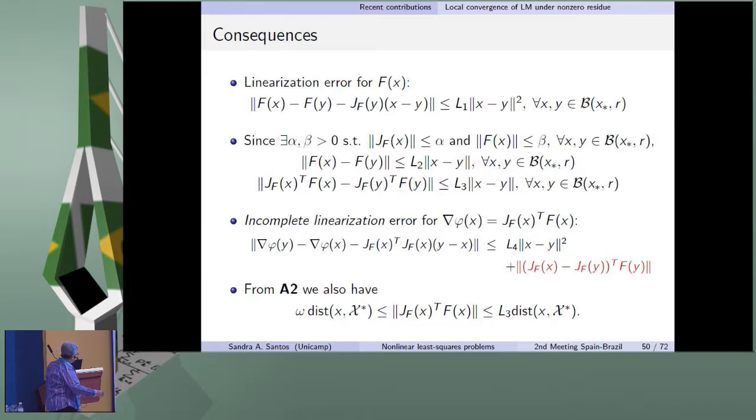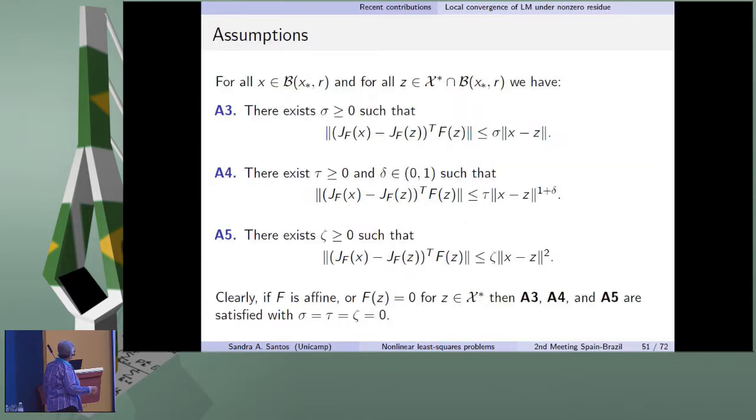To take care of this part that remains in the bound, we had to impose conditions that will tell us how to manage it. And these are the conditions. Basically, for a point in a neighborhood of interest and for all stationary points sufficiently close to x star, we are assuming either that we have this condition or this one or this one. They basically are different because of the power that appears here in the right-hand side.